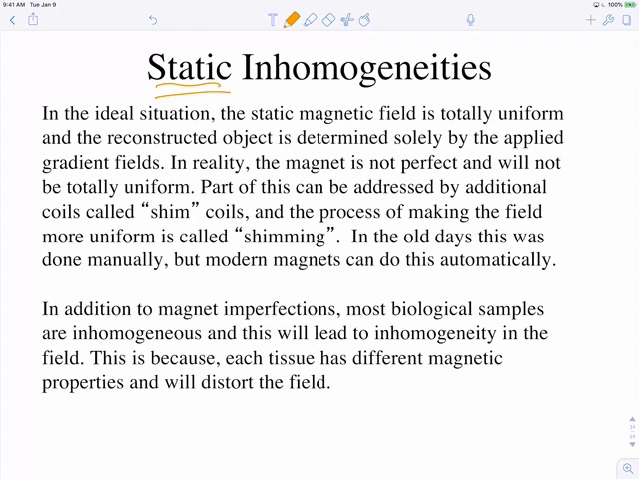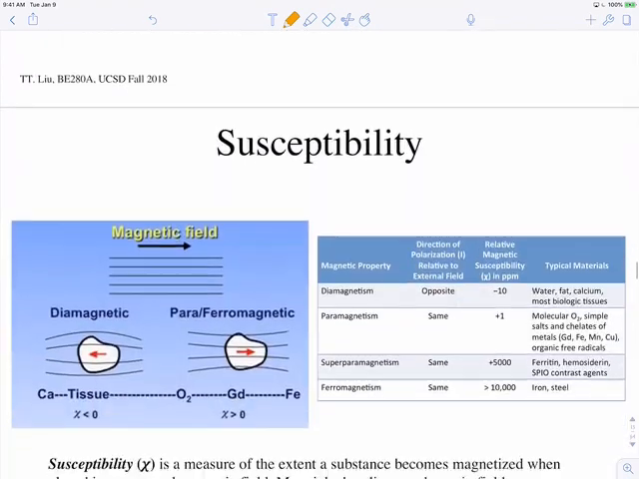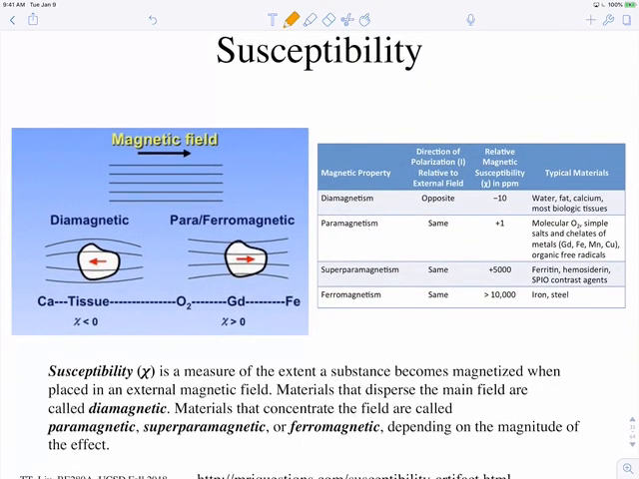And so this idea that the field that we deal with is not homogeneous is something we need to look at. Each type of material will tend to be either para or ferromagnetic, which means it will tend to concentrate the magnetic fields in it, or it'll be diamagnetic, which means it will tend to repulse the magnetic fields.